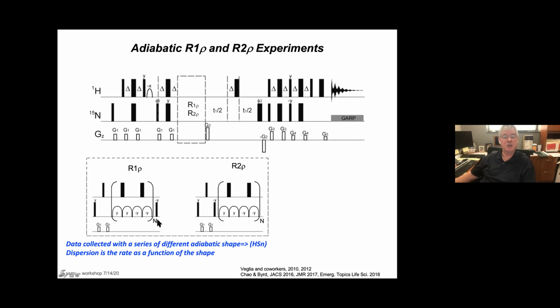The data is collected with a series of different shapes. So we run one experiment with HS1, we run another one with HS2, et cetera. Ian will show you at the end of the morning how to set those up. And the dispersion is the rate as a function of the shape. So this is the relaxation rate for pulse shape 1, shape 2, 4, 6, and 8. So you see that there's now dispersion in the relaxation rates depending on the pulse.